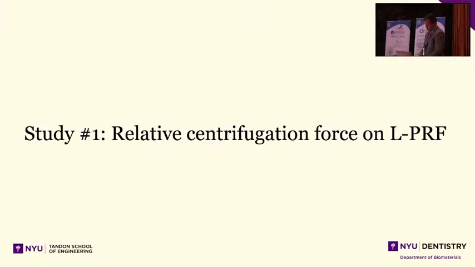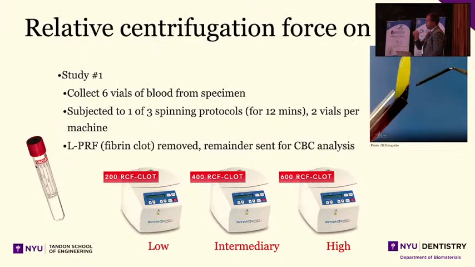So as I said, the first study looked at different speeds and the effect of the force on LPRF. In this study, we went to 3 different spinning speeds, low, intermediate, and high, and you see right above the instrument what speeds we were using. We were collecting 9 cc's of blood from each animal and then subjected it to these spinning speeds. We removed the clot, as you see here on the right-hand side, and we set the remainder aside at the bottom of the tube for CBC analysis.